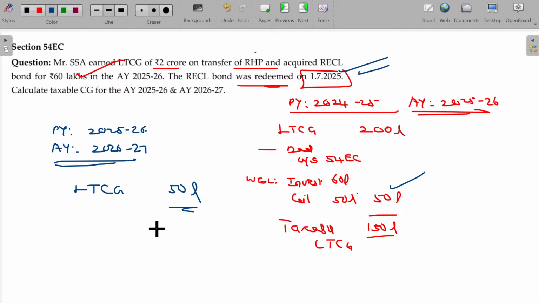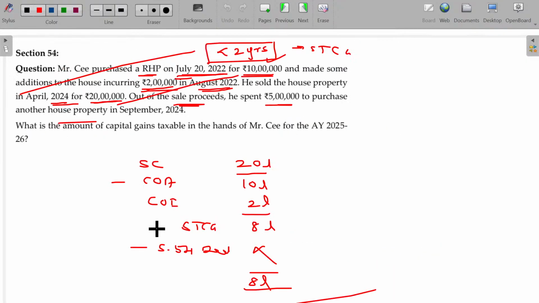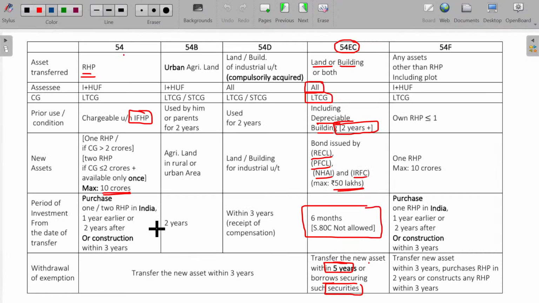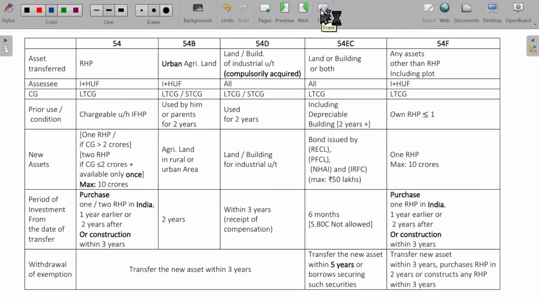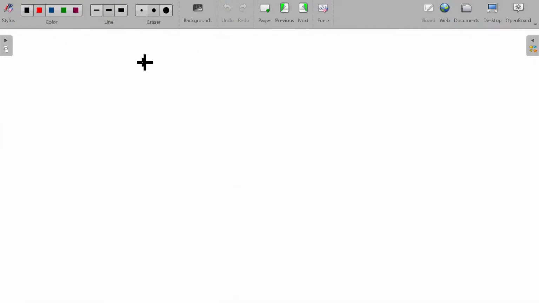So the last section, 54F. Before I go for the last section, I'll just give the summary of all these sections. Come on, tell me. Section 54, 54B, 54D, 54EC. These are the four predominant sections we have covered. Right.